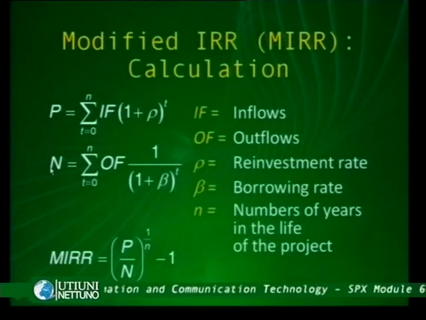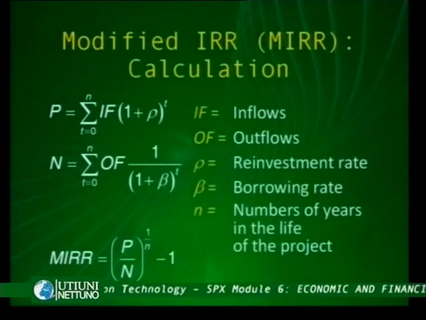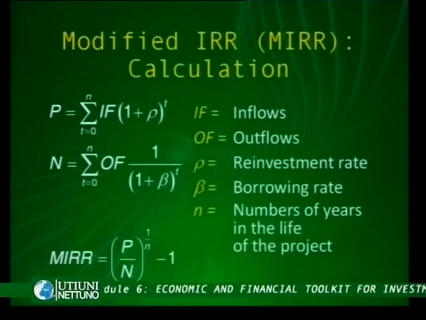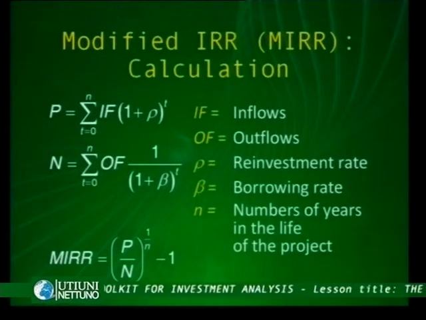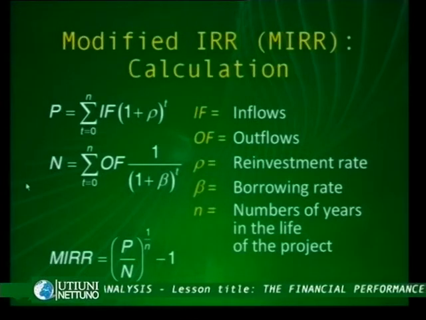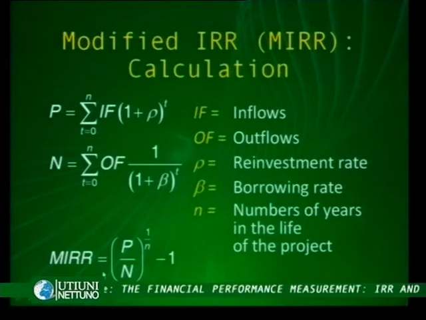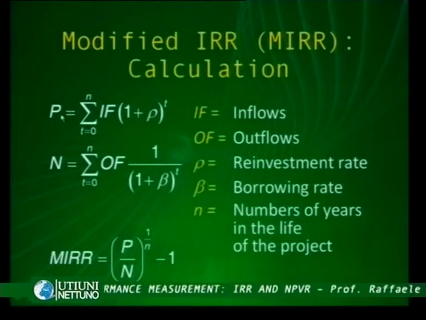So in other words, we are first projecting all the cash flows to the end of the life of the project through compounding. Then we are discounting all the outflows of the project using the borrowing rate as discount rate. At this point, we can interpret the modified IRR as the rate of return that will allow us to compound N for n years, and to get P as a result.